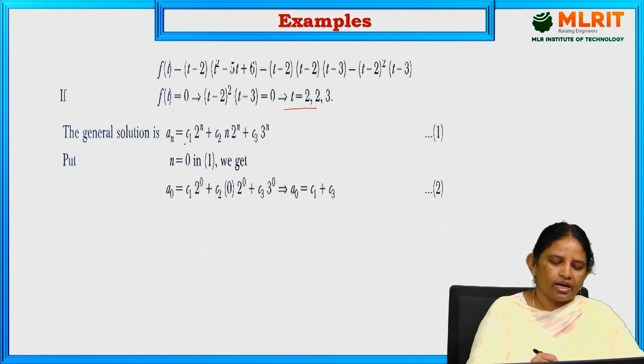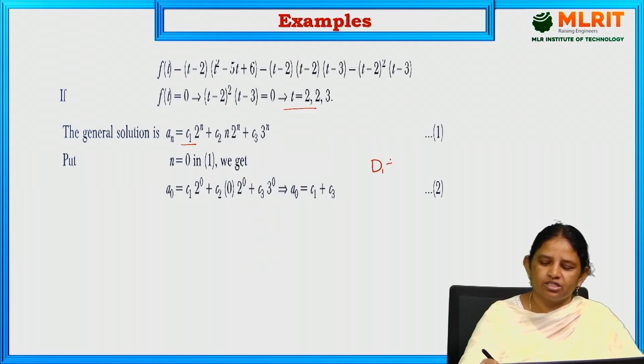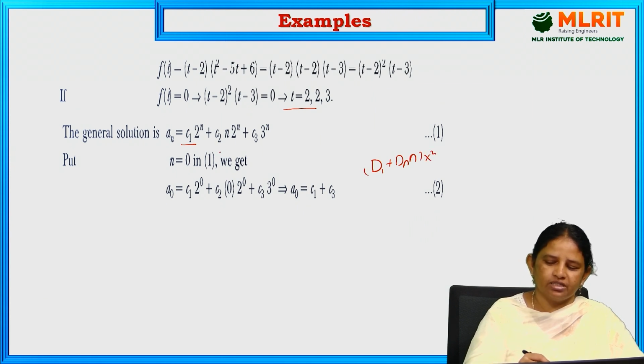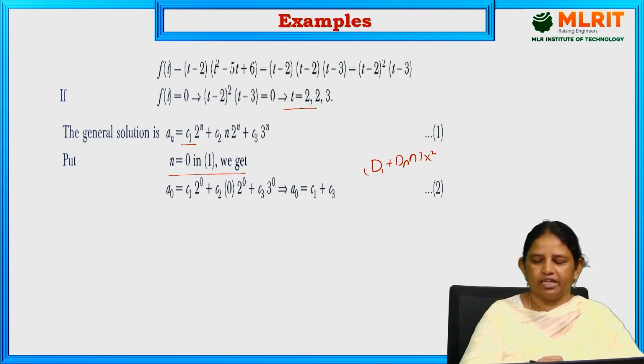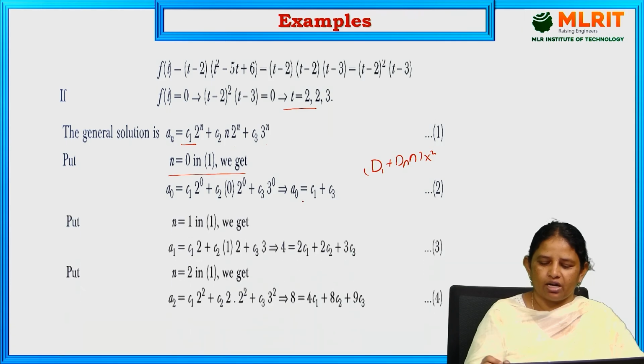Then how to write it: c1 2 power n, c2 n into 2 power n, and the third term is c3 into 3 power n. So we need to substitute n equal to 0 in equation number 1. a0 equal to c1 2 power 0, c2 2 power 0, c3 3 power 0. That is the a0 value, c1 plus c3.